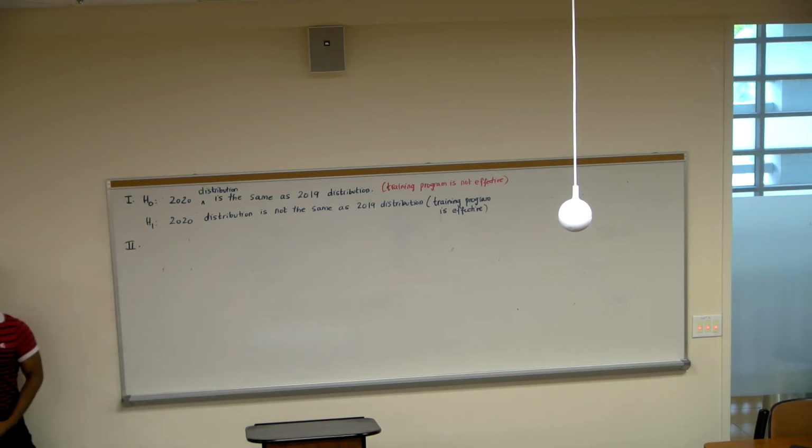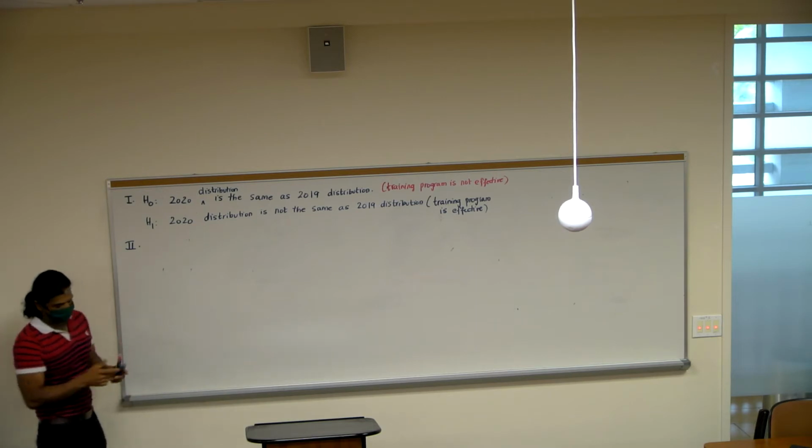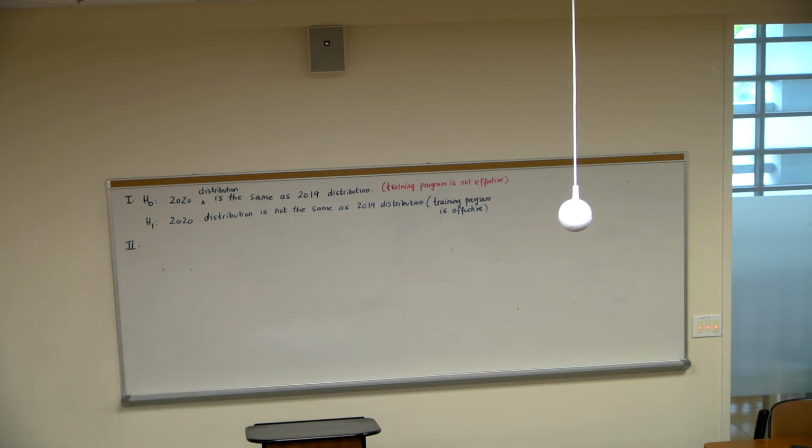Are we clear so far? So, why is that the case? If that distribution did not change at all, then the training program did nothing, right? If the new distribution is leaning more toward 5 and less toward 1, 2, and 3, then it was effective. If it was more toward 1, 2, and 3 and less toward 4 and 5, then it actually made it worse, right? So we will see what happens.